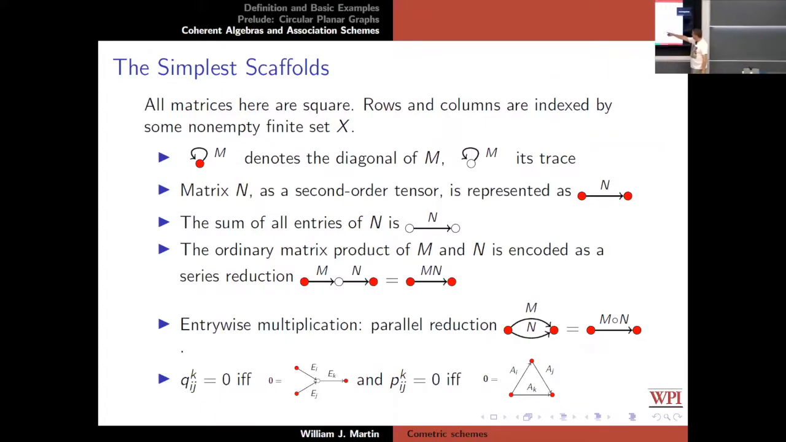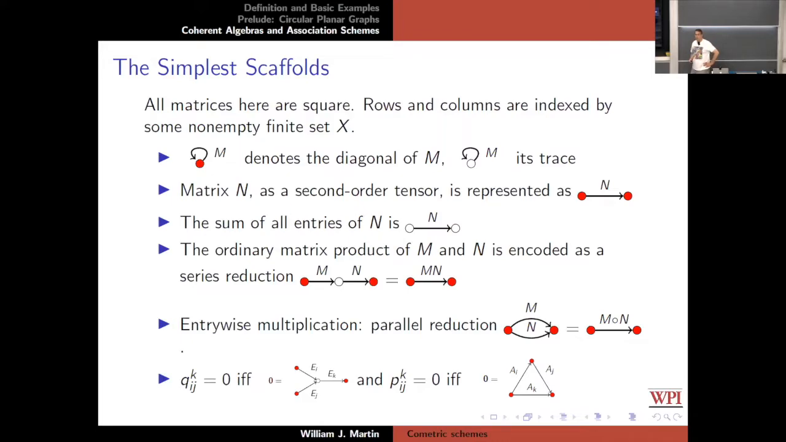Ordinary matrix multiplication is series reduction, parallel entry-wise multiplication is parallel reduction, and the fundamental vanishing prime parameters and intersection numbers correspond to vanishing third-order tensors. So it all fits together surprisingly nicely.